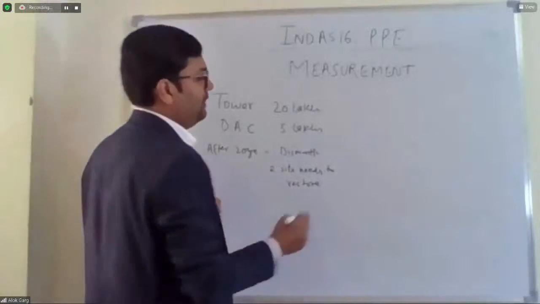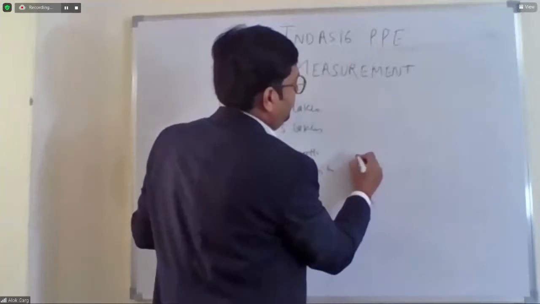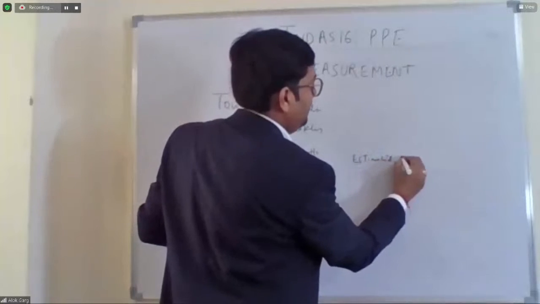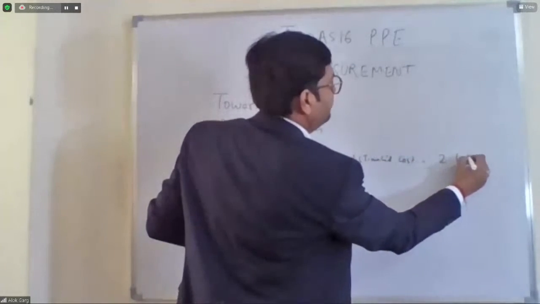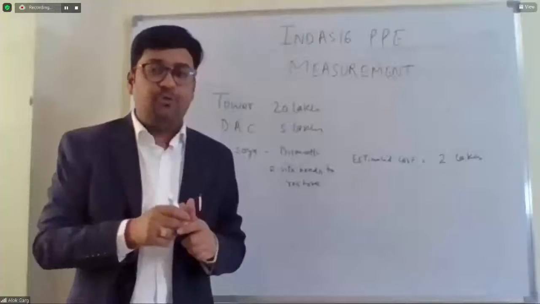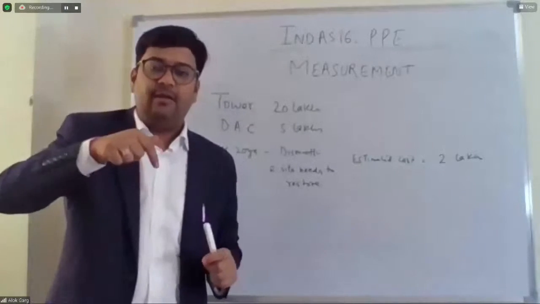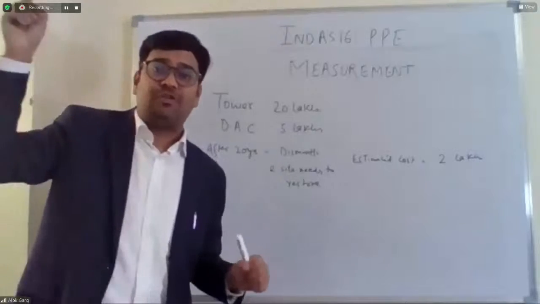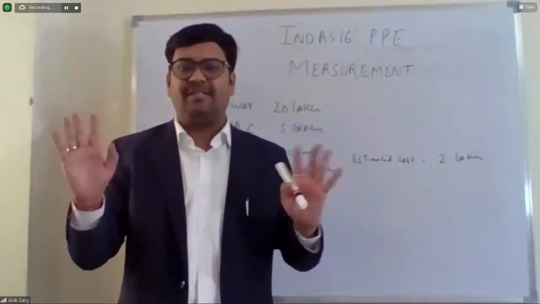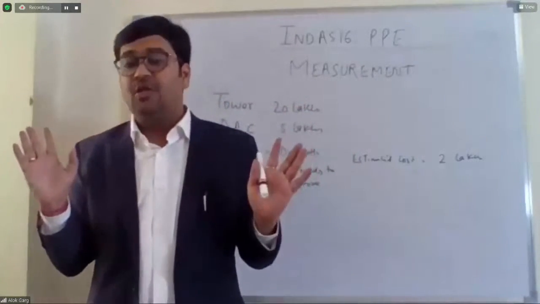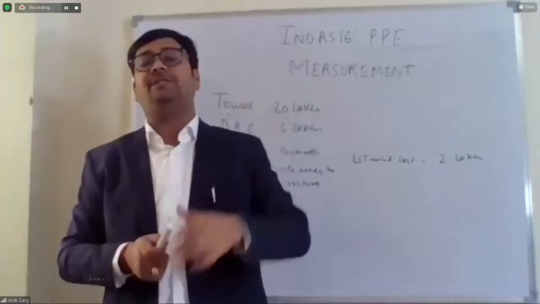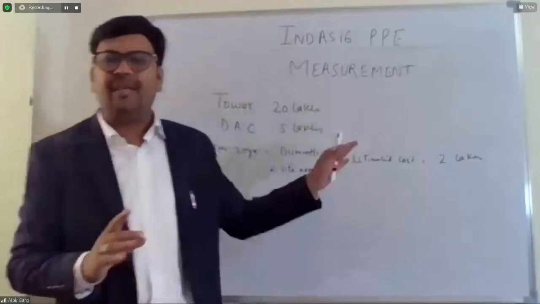So this dismantling cost after 20 years, the estimated future cost, is 2 lakhs. If due to installation of PPE today, we are obligated to incur some cost in future, as per Ind AS 37 we need to create a provision. I'm not talking about Ind AS 16, I'm talking about Ind AS 37. So as per Ind AS 37, we are required to create a provision for the dismantling obligation arising in future. It's like a sinking fund account.